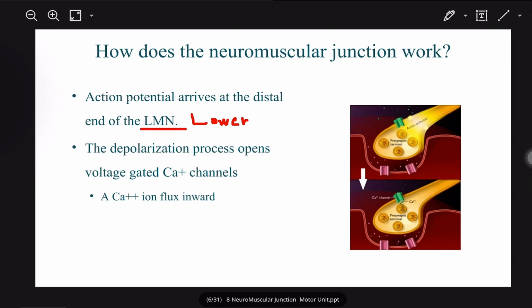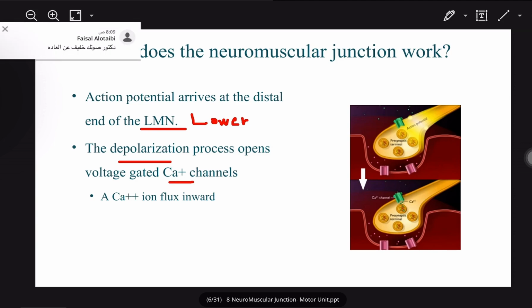What happens when there is an action potential? Depolarization. When the depolarization happens, a voltage-gated channel opens, the voltage gate for the calcium channel.